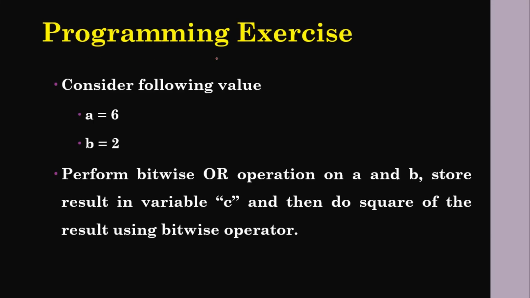In the end, I have one programming exercise for you. You have to consider the two values a equal to 6 and b equal to 2, and you need to perform a bitwise OR operation on a and b and store the result in a variable c, and then do a square of the result using a bitwise operator. You can practice this exercise by yourself, and you can write your code in a comment.